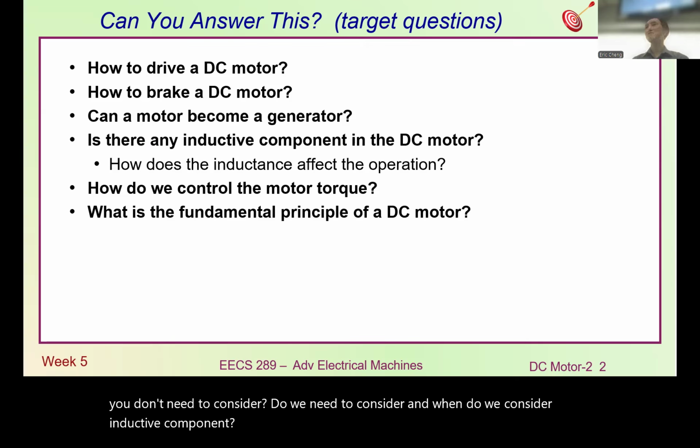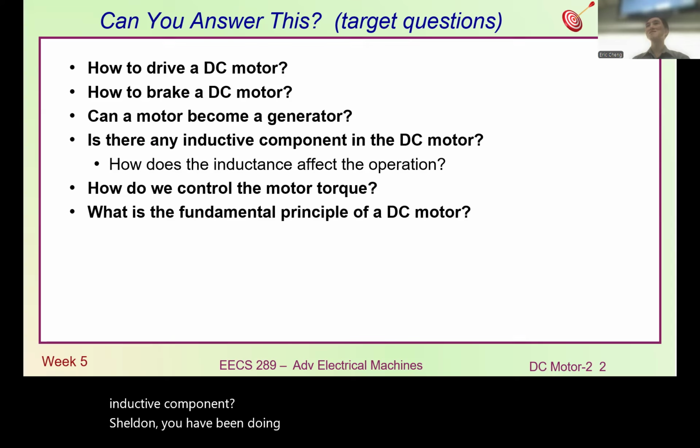Sheldon, you have been doing some motor or inductor work, so tell me. Okay, the motor is an inductive component. Sorry, I don't understand actually when we.